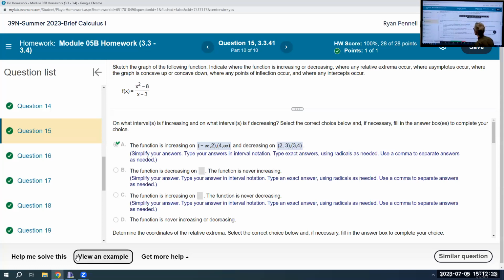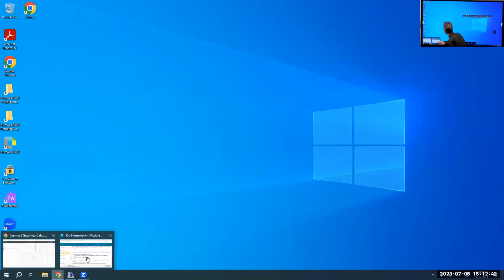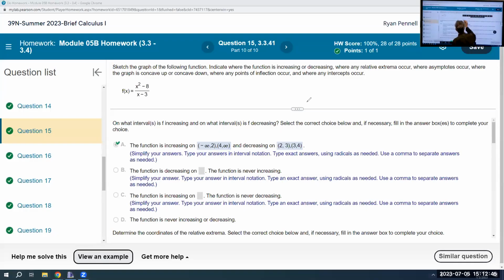Sketch the graph of the following function. Indicate where the function is increasing or decreasing, where any relative extrema or asymptotes occur, where the graph is concave up or concave down, where any points of inflection occur, and where the intercepts occur. Note that the numerator is larger than the denominator, so we're not going to have a horizontal asymptote, but we probably are going to have a slant asymptote. That's something to look out for.